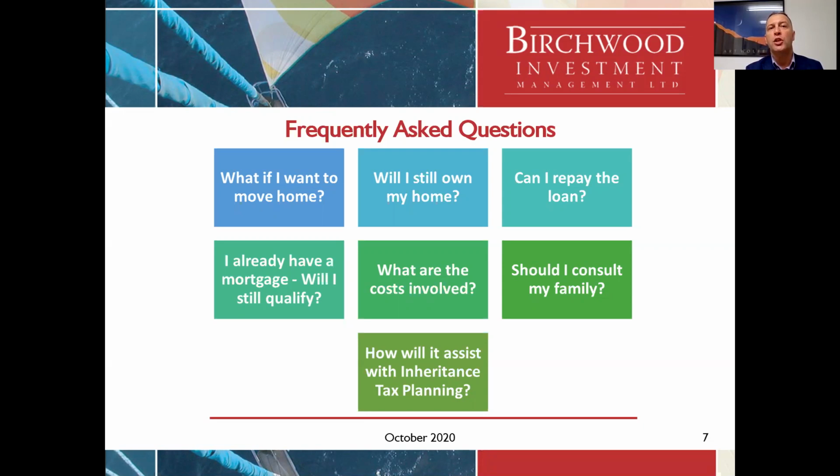Typically, the only cost to you as the borrower would be for your legal representation, so the solicitor undertaking the conveyancing work, and that cost will vary depending on the firm you choose and the property type. For instance, a leasehold property such as a flat or a maisonette is likely to be more expensive than a standard freehold house due to the additional work that is usually associated with leases.